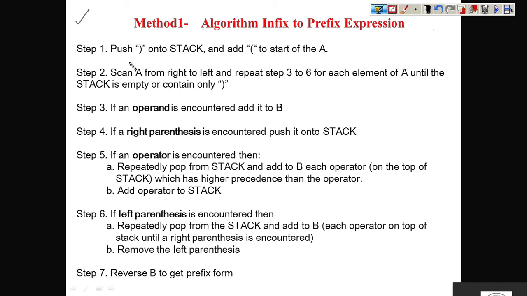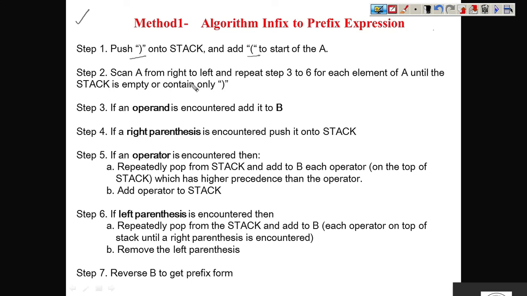So let's start. The very first step is to push the right parenthesis onto the stack and add the left parenthesis at the start of A. In the postfix evaluation, we did just the opposite: we put the right parenthesis at the end of the expression and pushed the left parenthesis into the stack. But here we are pushing the right parenthesis into the stack and adding the left at the start of the expression. Then we need to scan the entire expression.